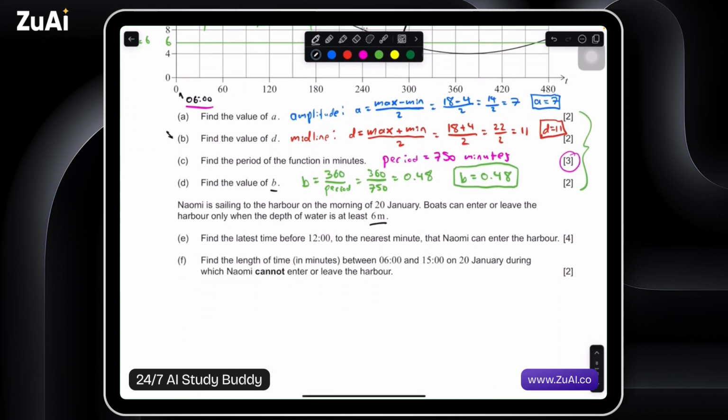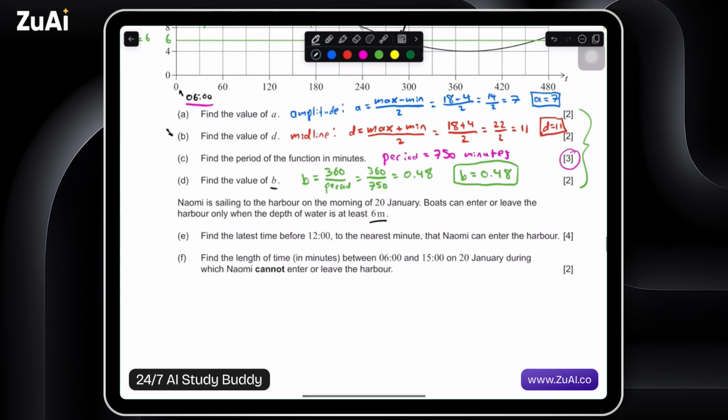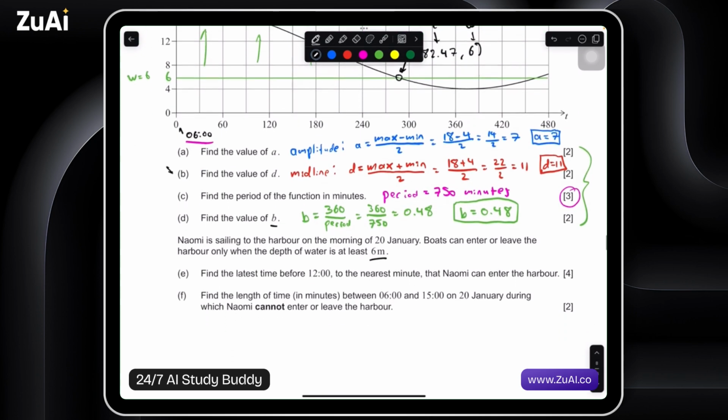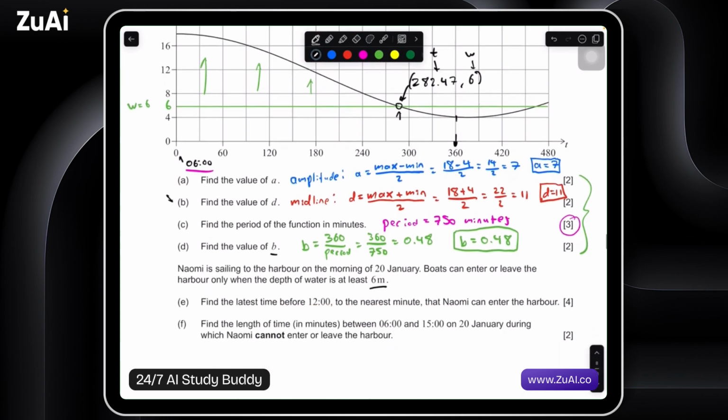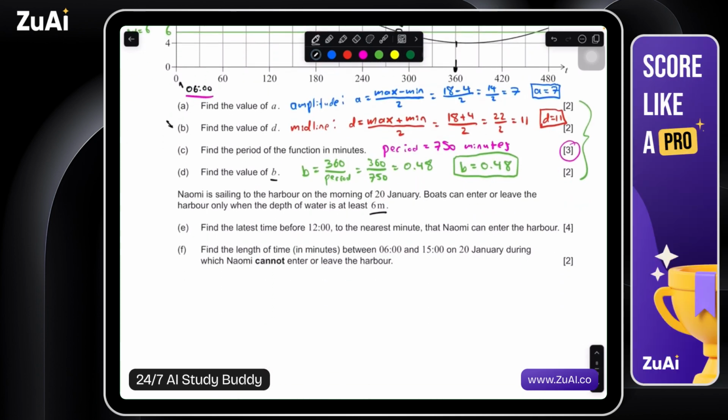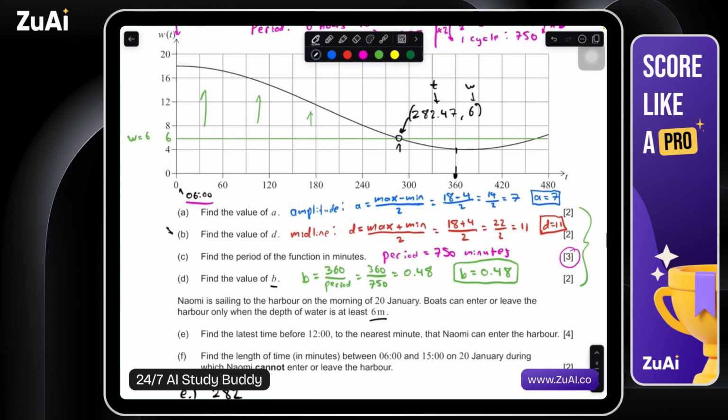Find the last time before 12 to the nearest minute that Naomi can enter the harbor. Remember 12 o'clock would be 6 hours later, or 360 minutes later. This is 12 o'clock. The last time before 12 o'clock is right here. So, 282 minutes.